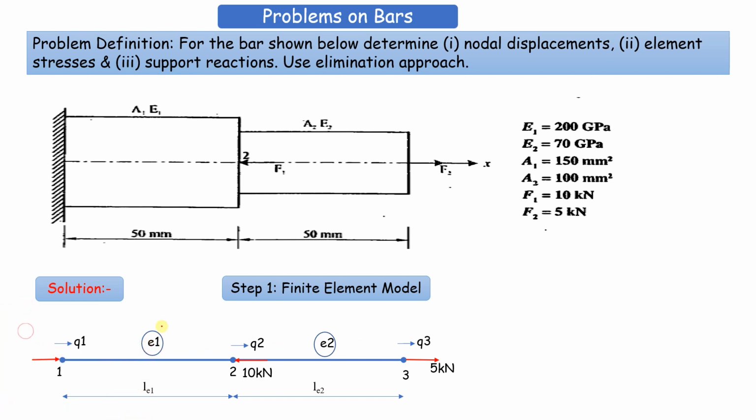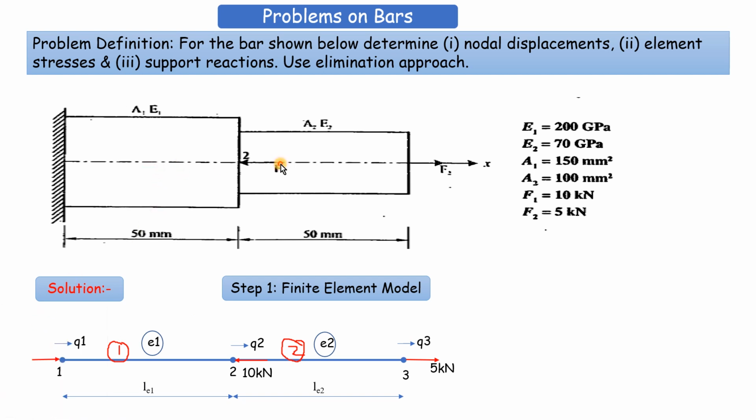So element numbers can be given in this fashion and written in brackets, drawn in circles, or you can write it like this as well. Okay, numbers you can give and you have to indicate that in a circle. This is how your element numbers are numbered. Okay, so this is the FE model for each and every problem.